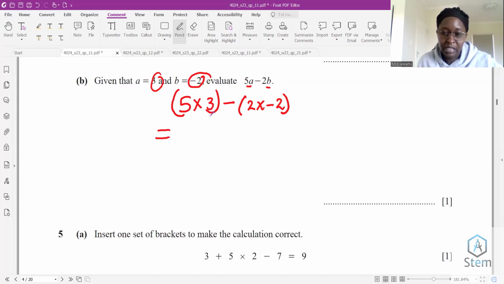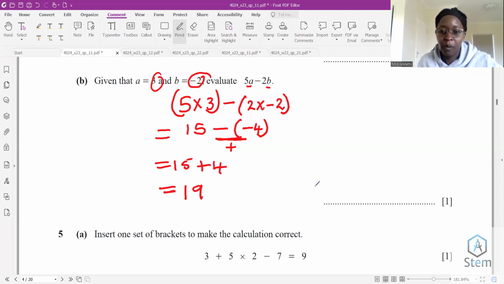5 times 3 gives us 15 here, then minus 2 by minus 4 gives us minus minus 8. Okay, so now here we have a minus and a minus. This becomes a plus. So we now have 15 plus 8. This is going to give us 23. So our answer is 23.